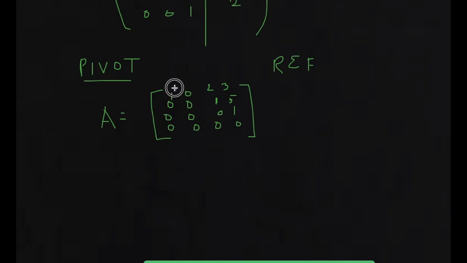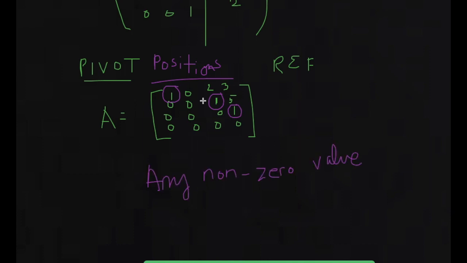So starting with row 1, there's a 1 here, and you read left to right. Starting with row 2, left to right, there's 0, 0, then 1. That's the pivot. And the last row has no pivot. So these 3 ones are the pivot positions of the matrix. Note that pivots do not always have to be 1. In this case, they were all 1s, but they don't have to be.